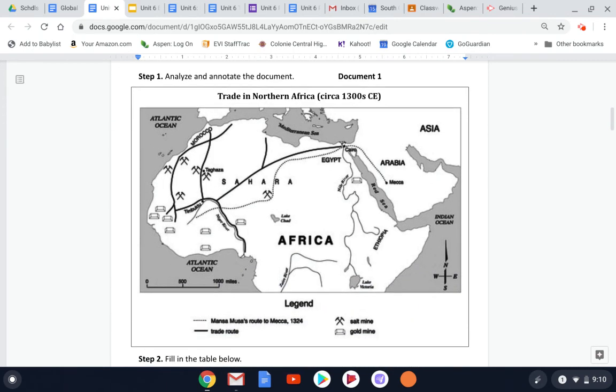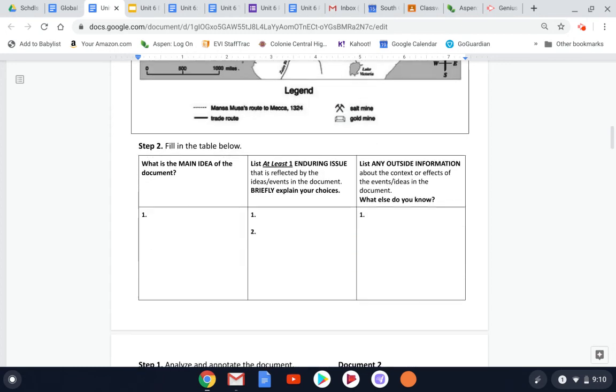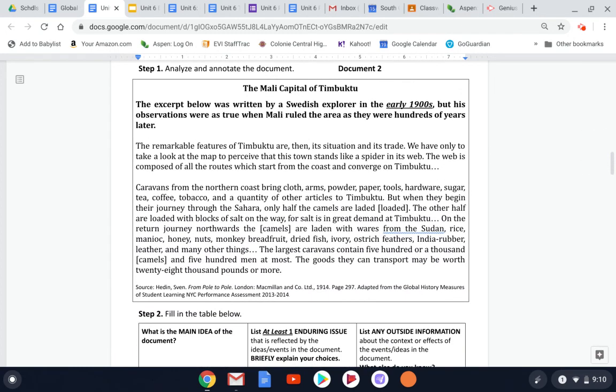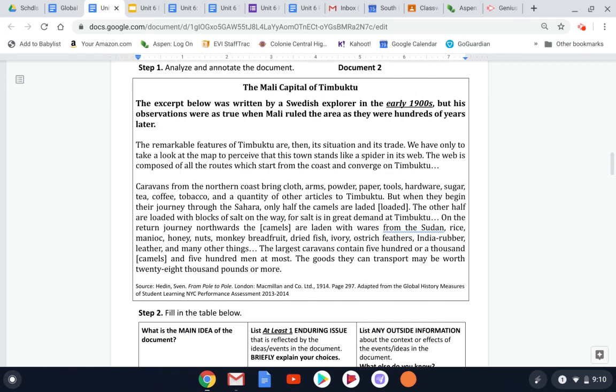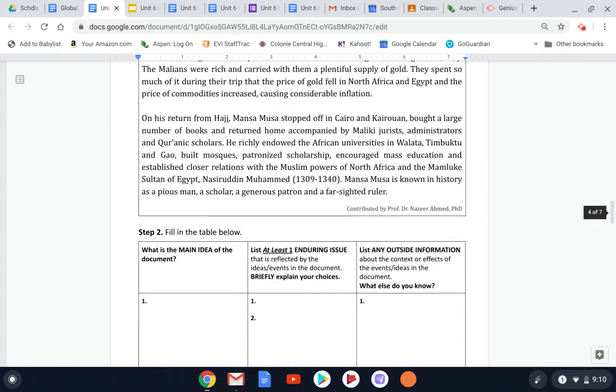This would be similar to the task that you're going to be asked to do on your actual Regents exam next year. They give you a handful of documents, and the task culminates in you having to write an essay based on an enduring issue that shows up throughout several documents.